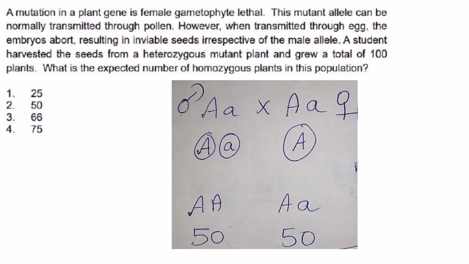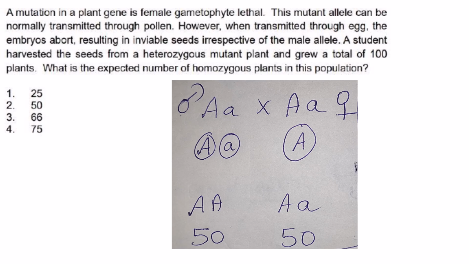Then the next one. A mutation in a plant gene is female gametophyte lethal. That means it will affect the viability or function of the female gametophyte, that is the embryo sac in plants. That is what is meant by female gametophyte lethal. And if the embryo sac is mutated, it will affect the fertilization, seed development, etc. in the plant.